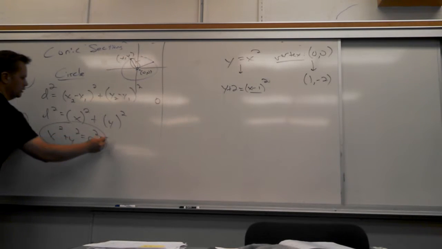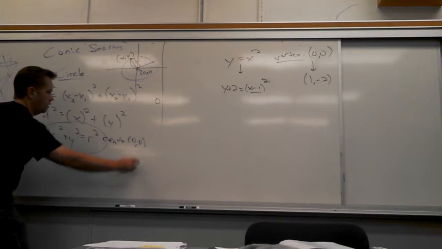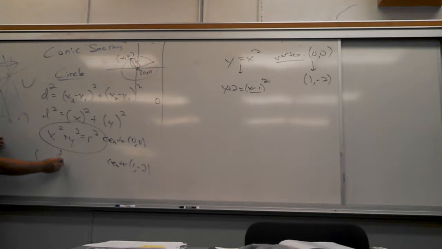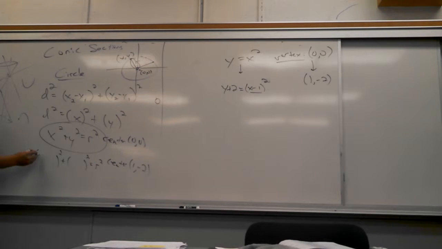Right now, this center is 0, 0. How do I make the center become, let's make it 1, negative 2? How do I make the center become that? Yeah, x minus 1, y plus 2. There you go. The center will now be at 1, negative 2. How do we know? Because this would shift everything over 1 and everything down 2. So the center is going to go to 1, negative 2. It's that simple.